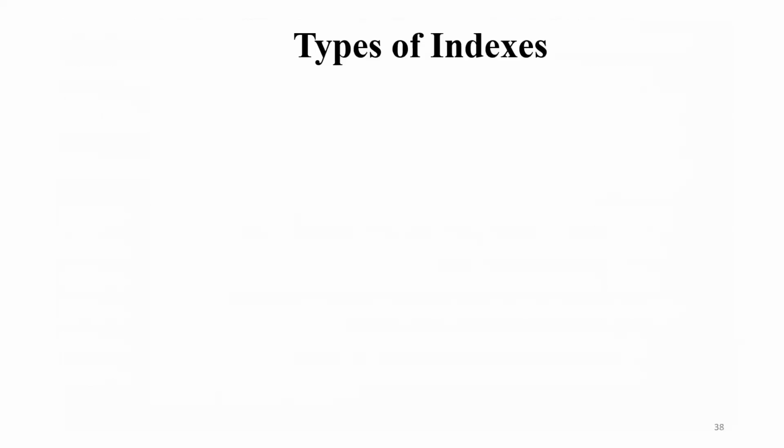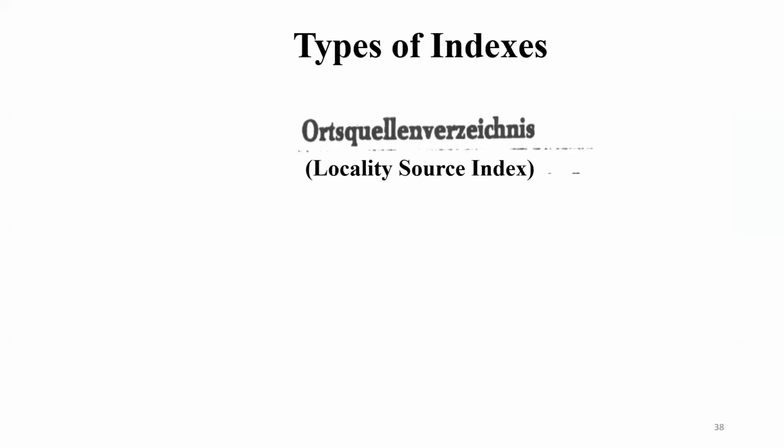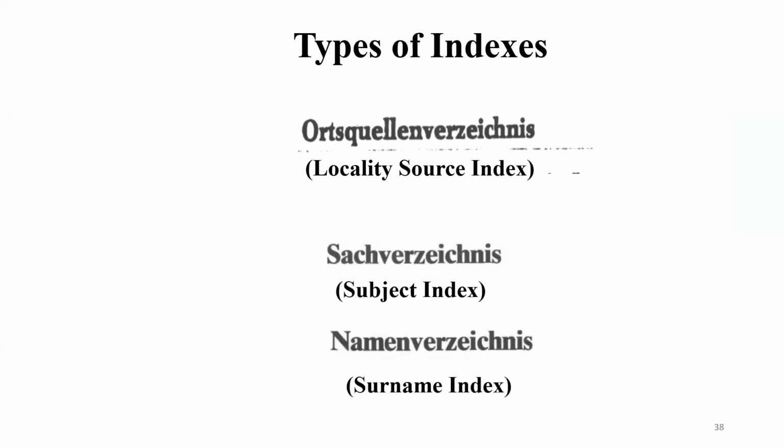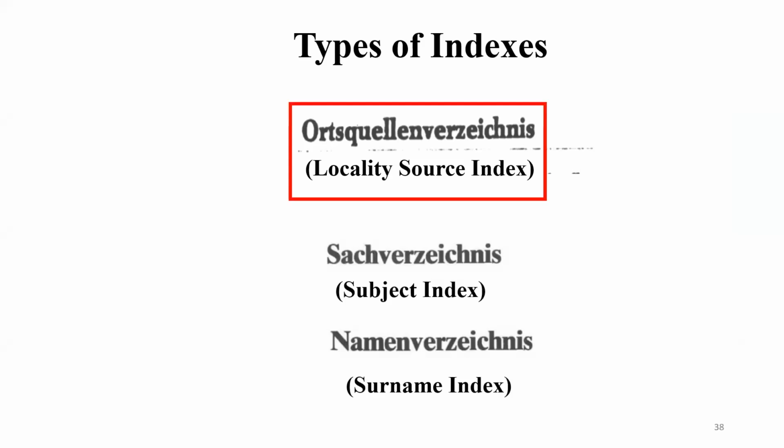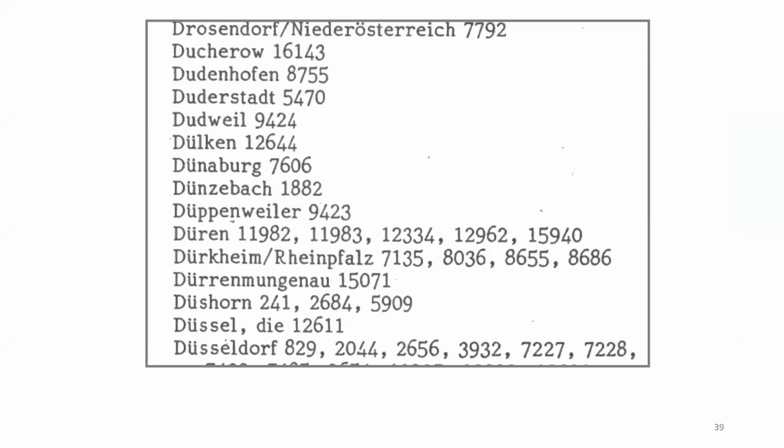After the articles from every periodical are listed and numbered, you come to the indexes. There are three types of indexes in Der Schlüssel: the Ortsverzeichnis for locality indexes, the Sachverzeichnis for subject indexes, and the Namenverzeichnis, a surname index. We're going to begin with the locality index. The localities are listed alphabetically, followed by a number that pertains to an article number in the front of the volume.